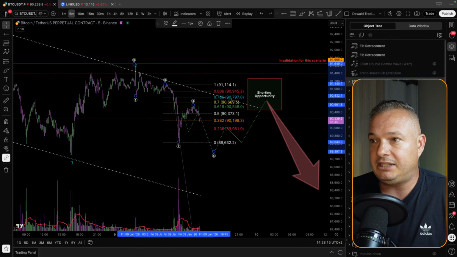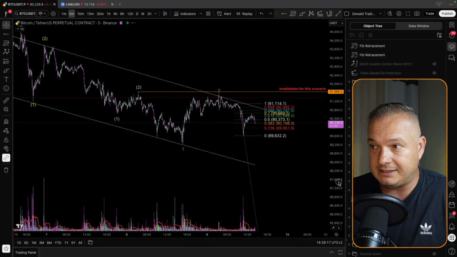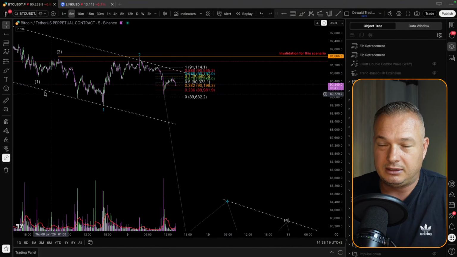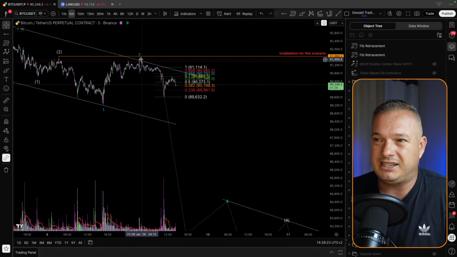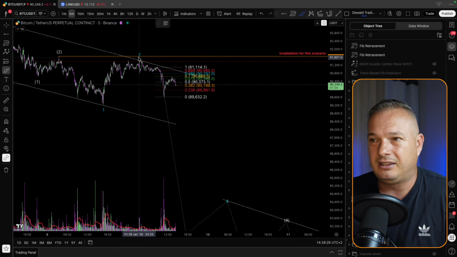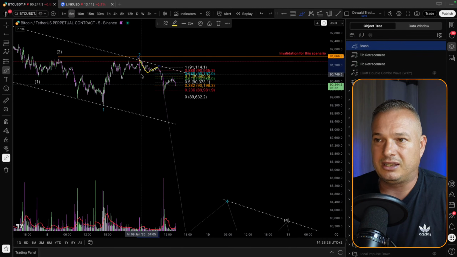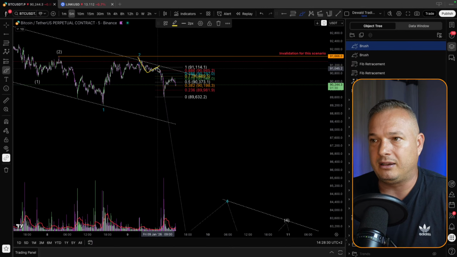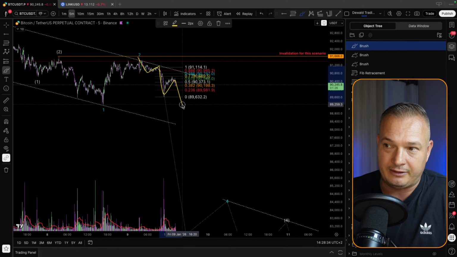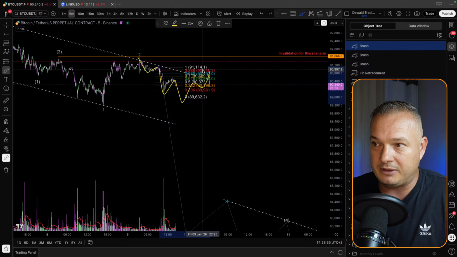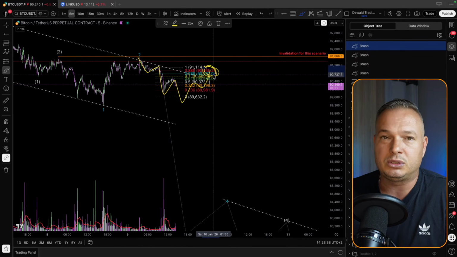So probabilities for this short and maybe for the nested 1-2s are not looking great at the moment, because you want to see a better 1-2. That's a very short one. You want to see a 3, a 4 that does not claim the 0.618, and a 5. Then the 5-wave structure looks very interesting for a shorting opportunity.